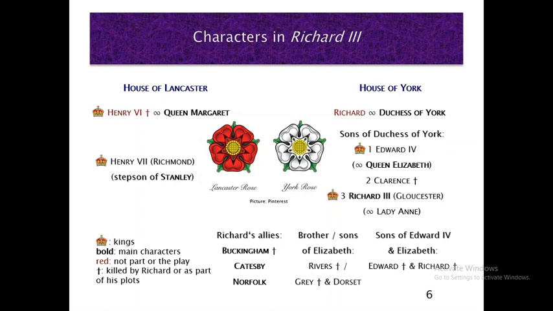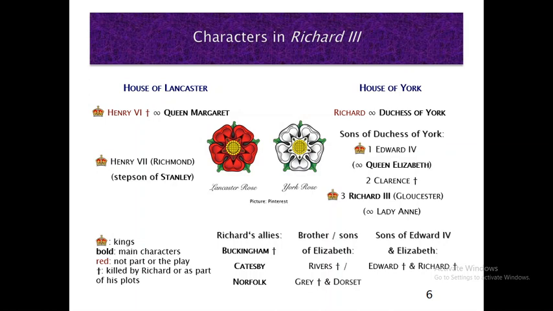Another instance is Edward and Richard. Those are sons of Edward IV and Elizabeth, and this is also an instance of the confusion that this play might create if we do not read carefully, because there are many Edwards, many Richards. It might at some point be a bit difficult, so we have to read carefully and several times. Okay, but this is the character overview.